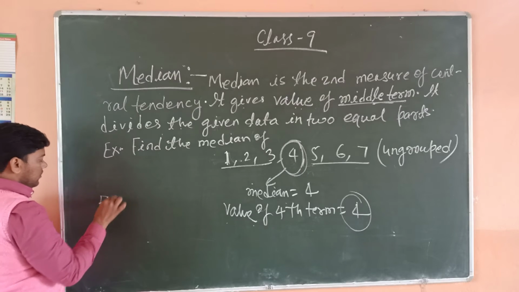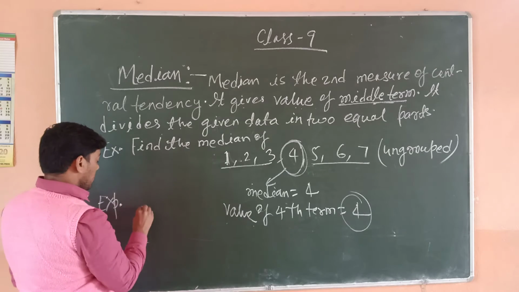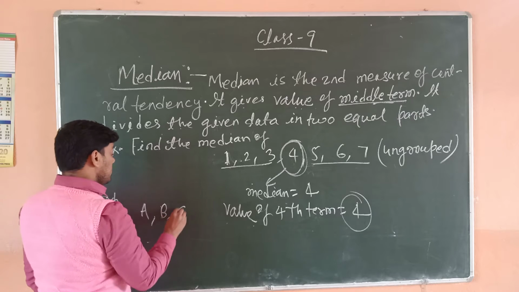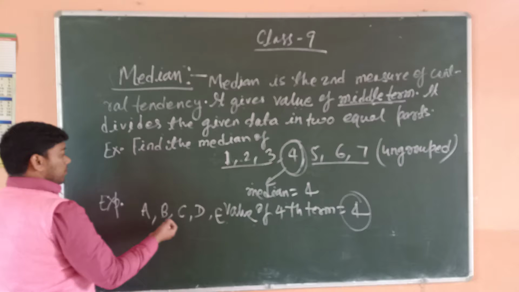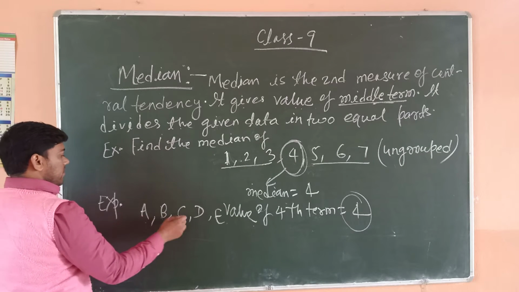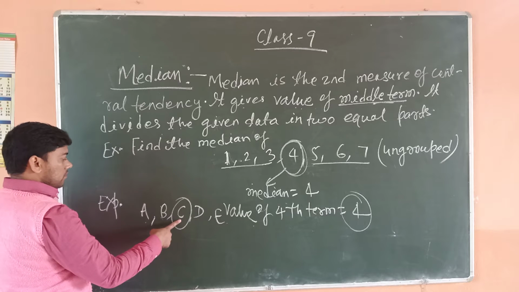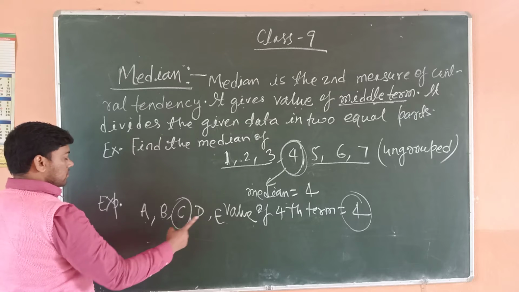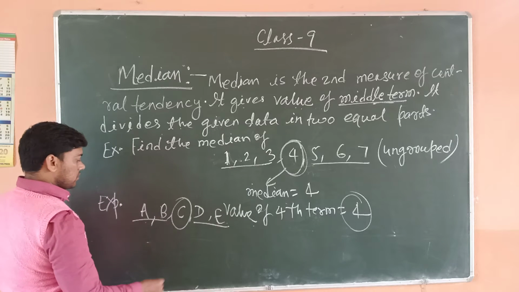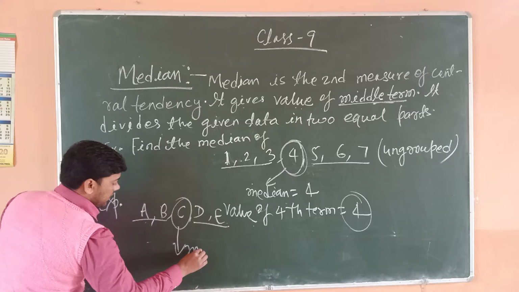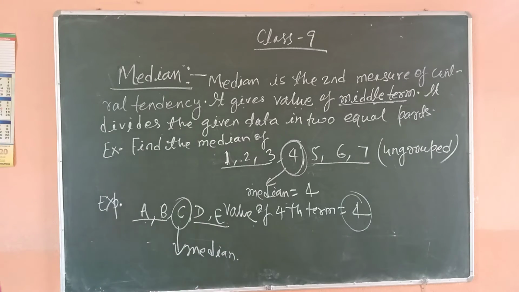One more example. Median of A, B, C, D, E. Suppose it is data A, B, C, D, E. There are 5 terms and the third term divides the given data into equal parts. So C will be the median.